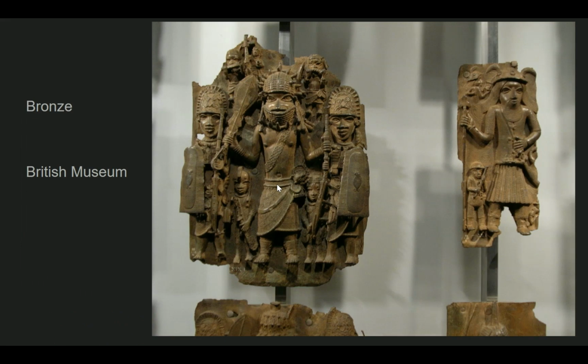So let's go into some of these wall plaques. So many museums across the globe have these wall plaques. There were over 900 plaques of this style. They're located in museums across the globe. They're about 16 to 18 inches tall. And they were actually taken from the Oba's palace. They decorated the walls of the interior formal gathering room.